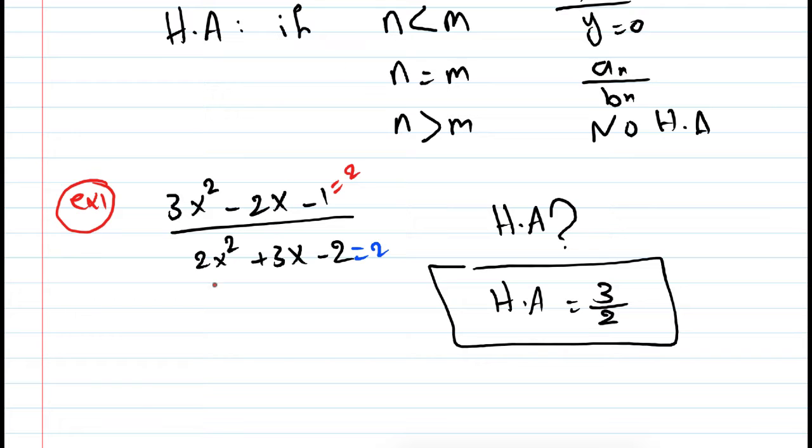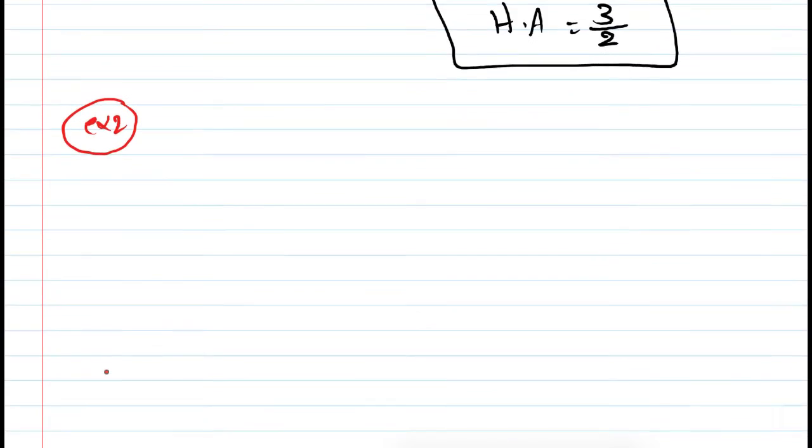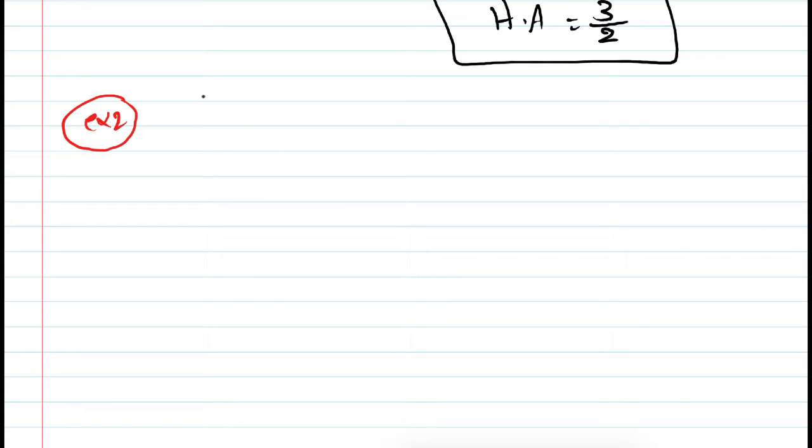So let me give you another example. Example 2. Suppose I have this rational function: (2x - 4) over (x^2 + x - 2). Okay, what is the horizontal asymptote of this rational function? Well, the degree of the polynomial on top equals 1, the one on bottom equals 2. So n is less than m.